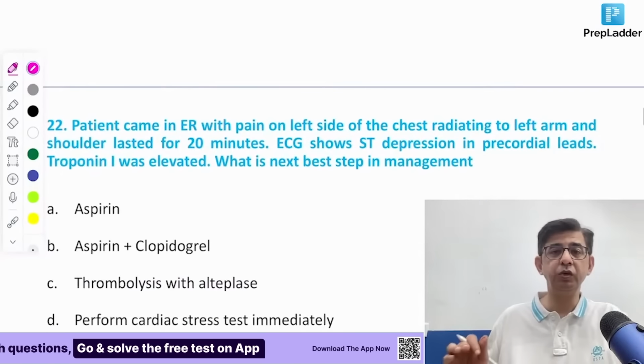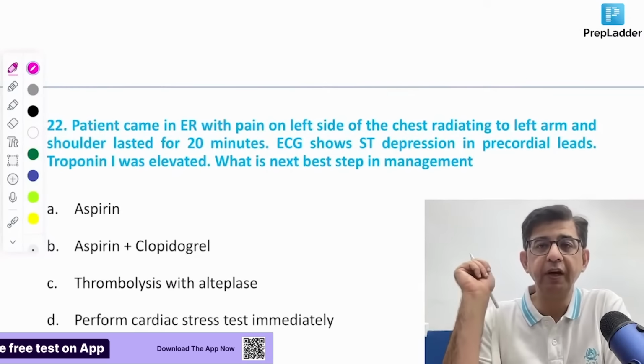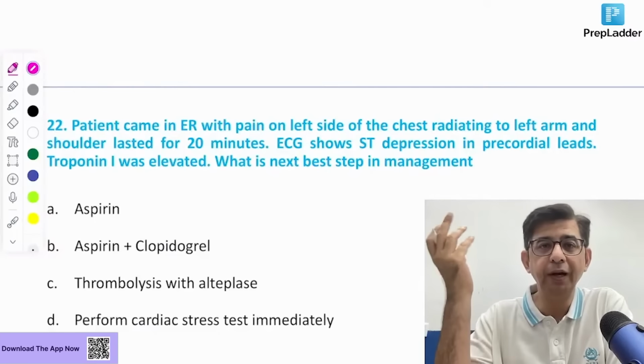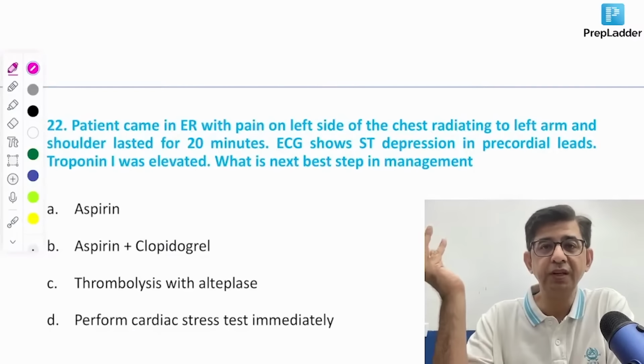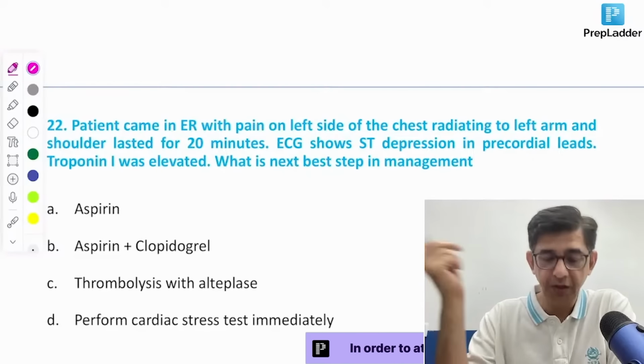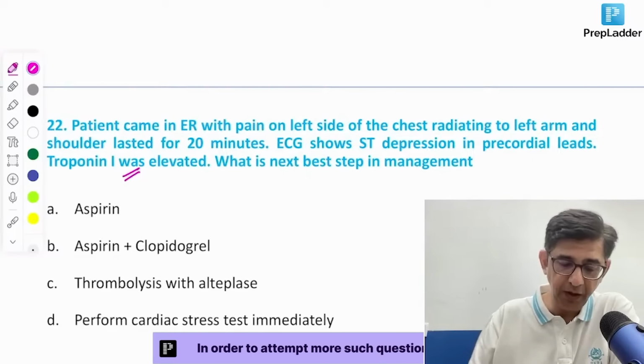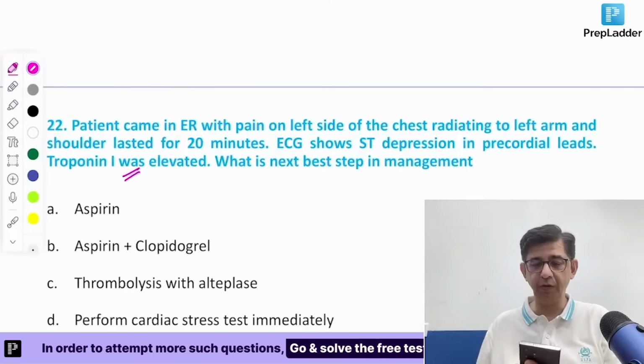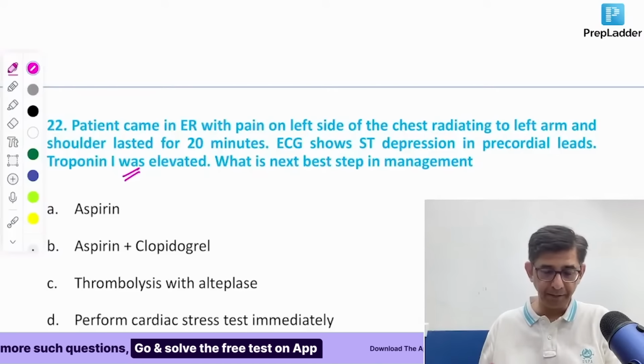Patient came in the emergency room with pain on the left side of the chest, radiating to the left arm and shoulder, lasted for 20 minutes. ECG shows a ST depression in the precordial leads. So I am thinking in terms of MI in a patient because troponin I is elevated. He said, what is the next best step in management of this patient? Can I have answers, please?